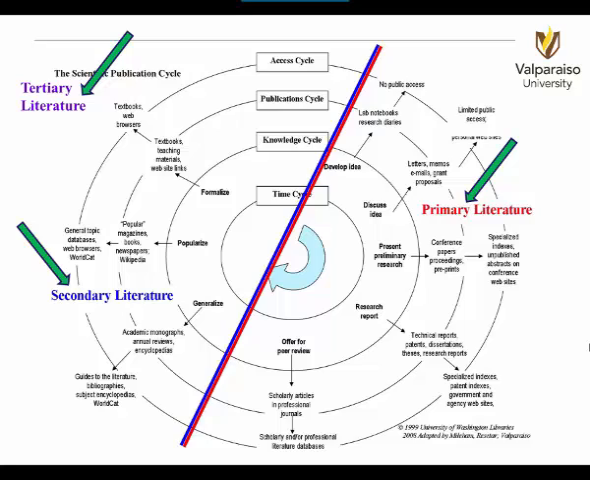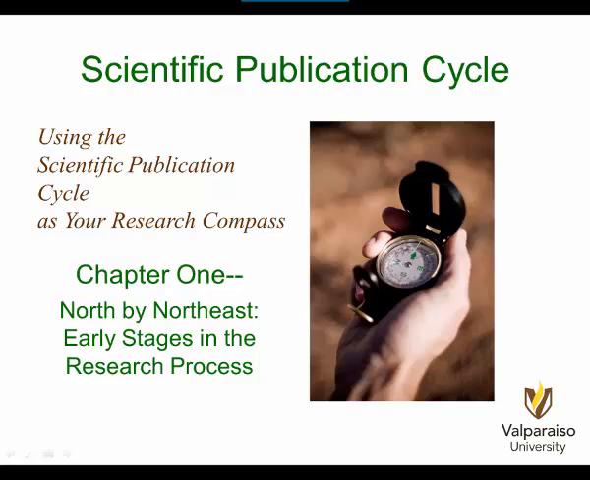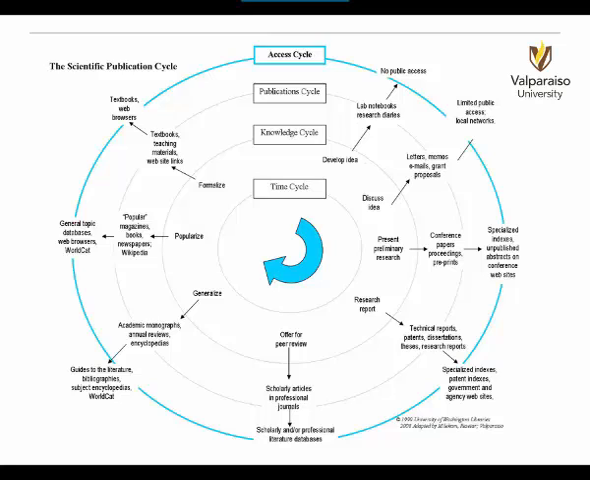This concludes our introduction. You're now ready to move on to Chapter 1, North by Northeast, the early stages of the research process. Welcome to Chapter 1, North by Northeast, the early stages of the research process. We are going to cut the wheel into 4 quadrants to help you distinguish what is happening at each stage of the cycle.